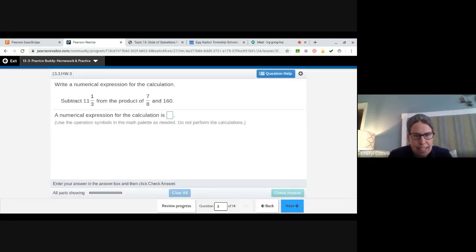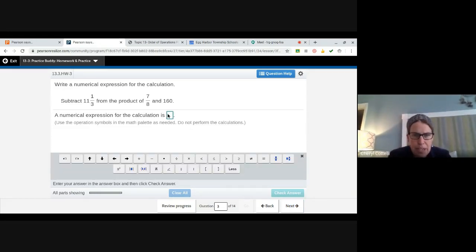Ooh, a fraction. Okay, no problem. We got this. Write a numerical expression for the calculation. So again, a math sentence. Subtract 11 1/3 from the product. So again, that's why I had you do the Quizlet, because you need to know what product is. And we know product is the answer to a multiplication problem. So I'm going to do the multiplication problem first.